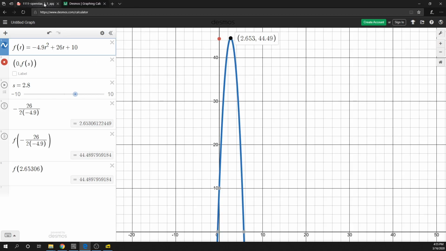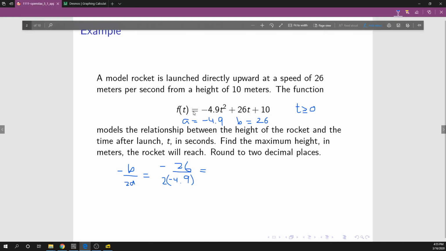So let's make sure that we answer the question completely. Find the maximum height in meters that the rocket will reach. Okay. All right. So the answer here is 44.49 meters. All right, next example.